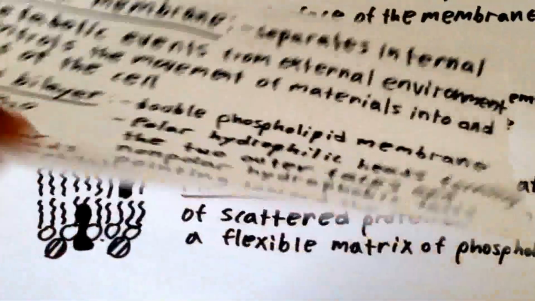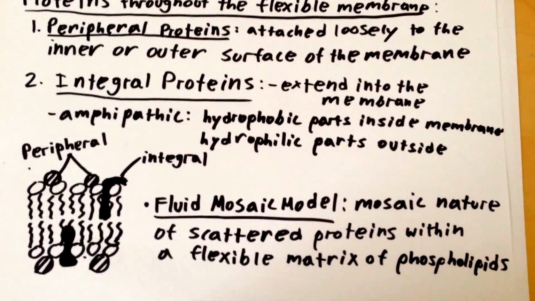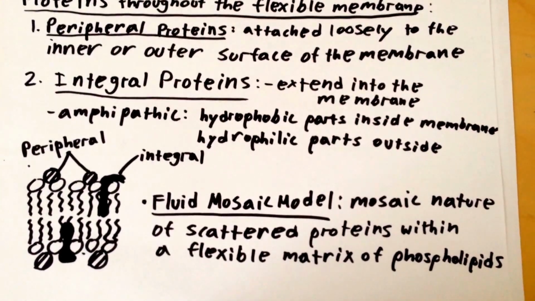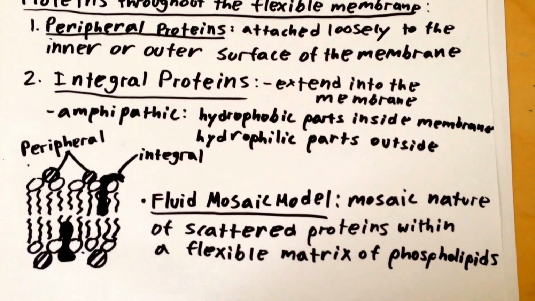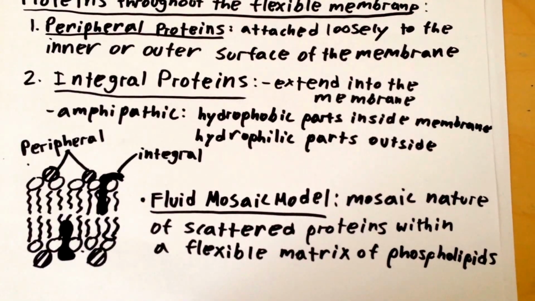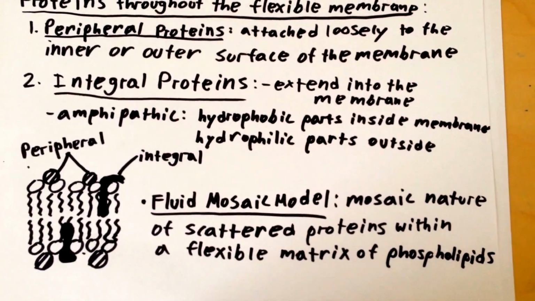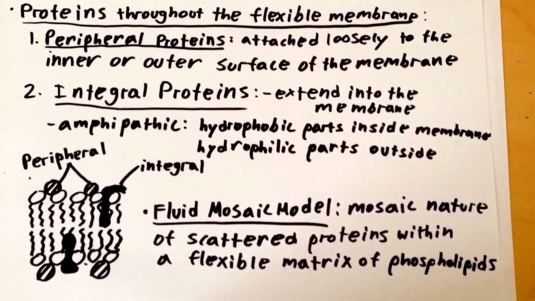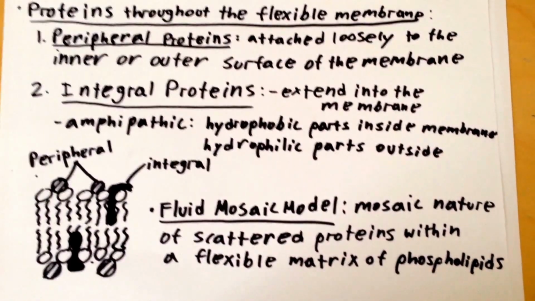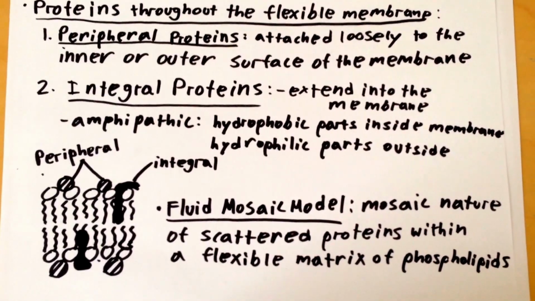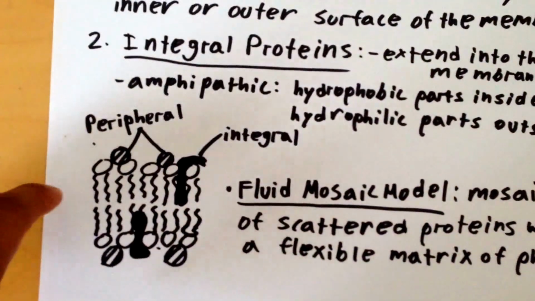So let's continue. Now we will talk about another component of the plasma membrane, which are the proteins throughout the flexible membrane. There are peripheral proteins. These are attached loosely to the inner or outer surface of the membrane. And then there are integral proteins that extend into the membrane. These are amphipathic. Basically what that means is that the hydrophobic parts try to stay inside of the membrane, and the hydrophilic parts try to stay outside of the membrane. It looks something along these lines.